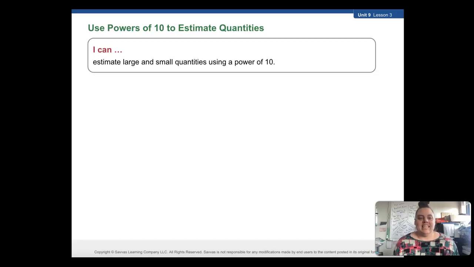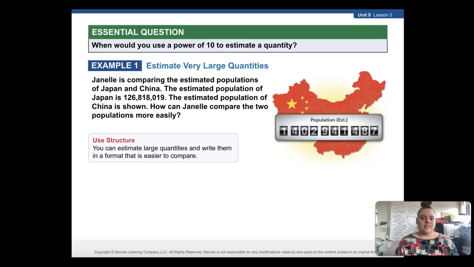Hey y'all, in this lesson we are looking at using powers of 10 to estimate quantities. We want to be able to estimate large and small quantities using a power of 10. The notes are going to look a little bit different in this video just since it is not a required lesson. So our essential question is, when would you use a power of 10 to estimate a quantity?